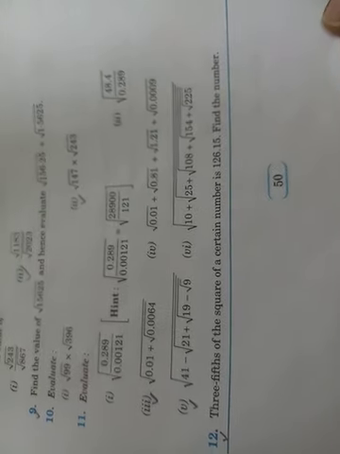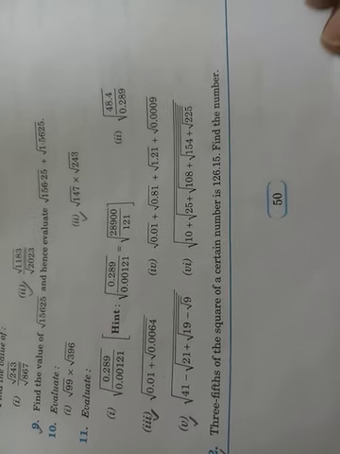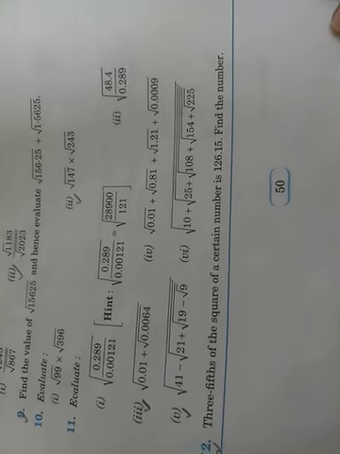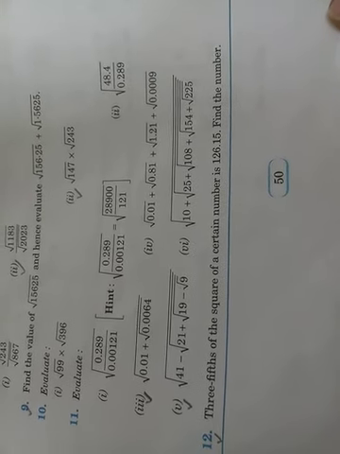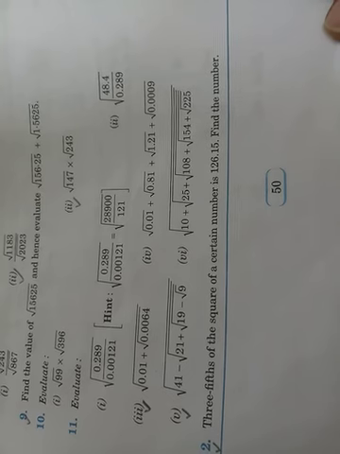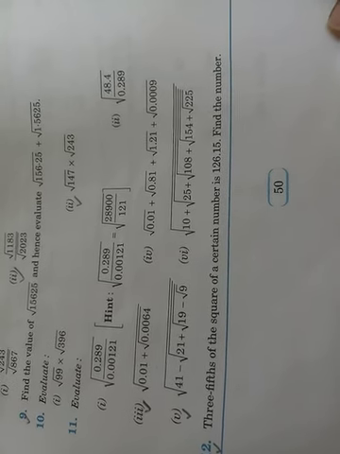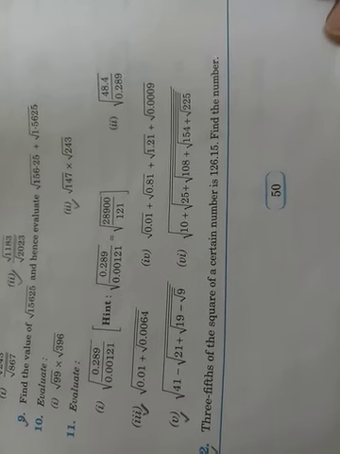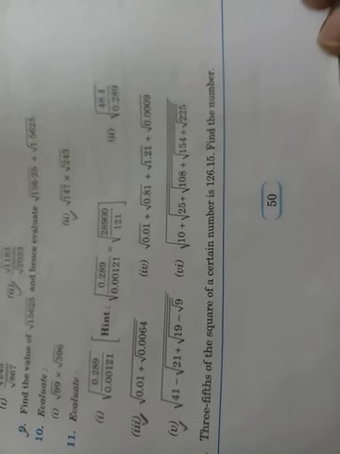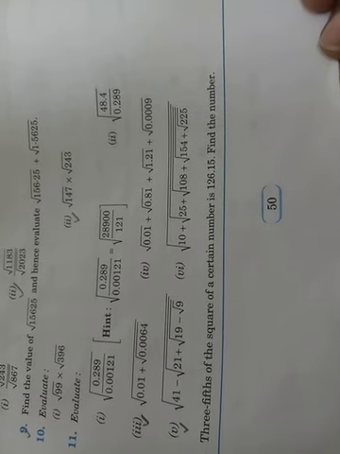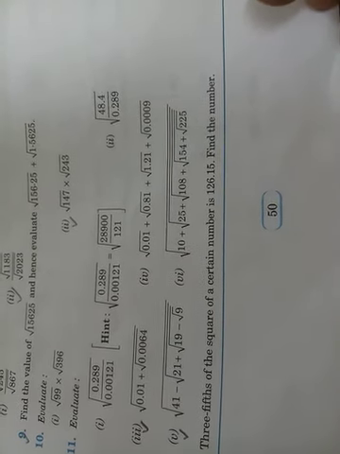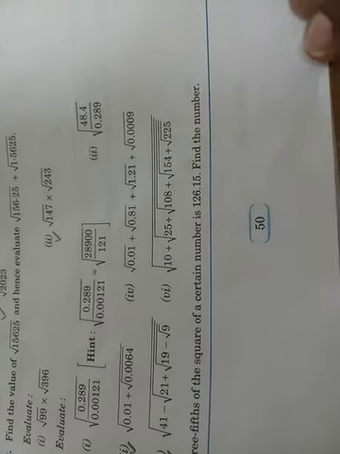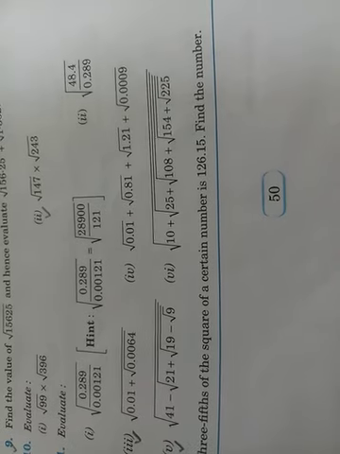Now I discuss question number 12 with you. 3/5 of the square of a certain number is 126.15. Find the number. So first you'll write the mathematical expression and then we'll solve it. 3/5 of the square of the certain number. That means let the number be x. 3/5 of the square of that number. That means the x square and 3 by 5 of it. So that will become 3 by 5 into x square and that is equal to 126.15.